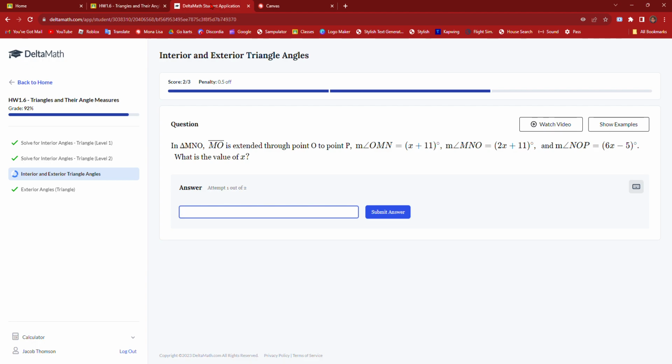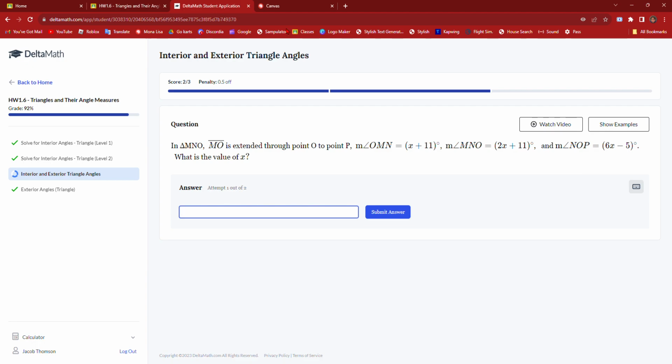All right. But anyway, in the angle MNO, the line MO is extended through point O to point P. The measurement of angle OMN is x plus 11. The measurement of angle MNO is 2x plus 11. And the measurement of angle NOP equals 6x minus 5. What is the value of x? So all we're really doing is gathering the angles and we're going to solve for x.